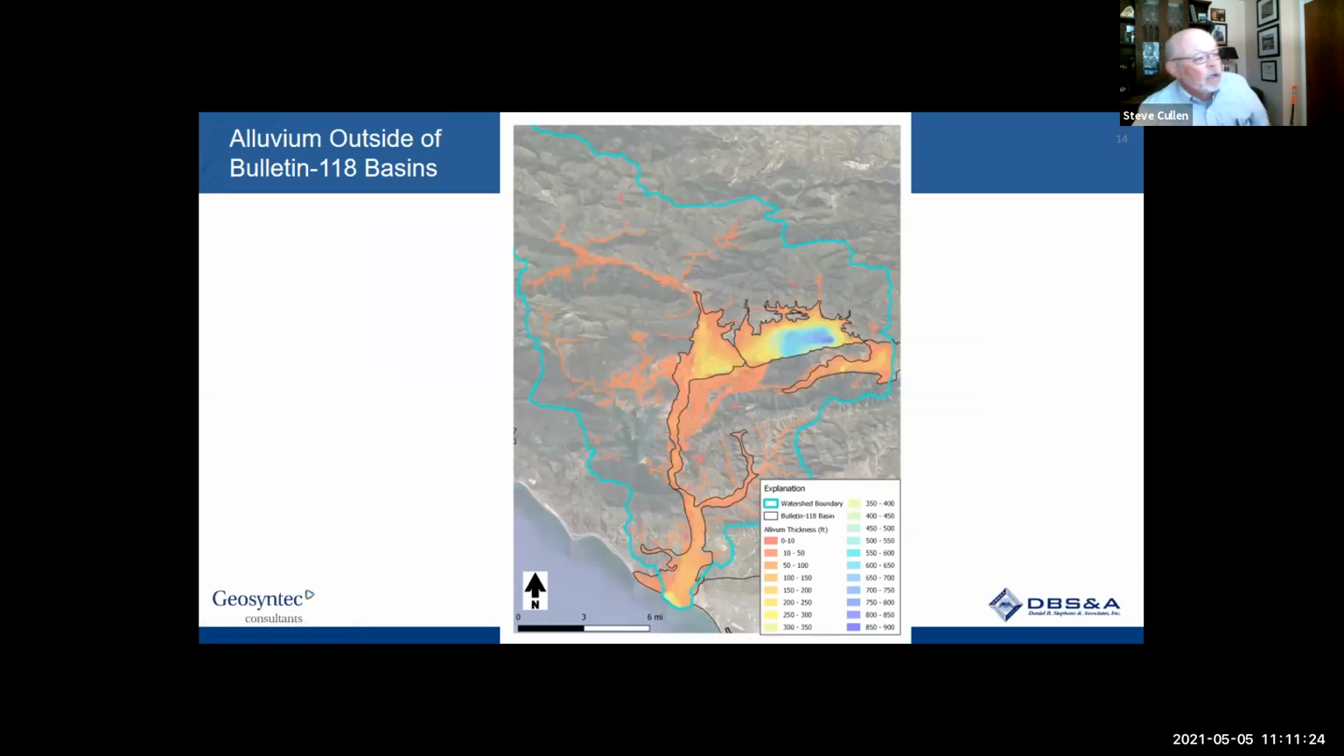And lastly, this map shows the basin boundaries and the areas of the thinner alluvium that are not included within the basin boundaries that were observed in our data throughout the basin. And these are these orange colored areas that are shown outside the basin areas. I don't know if you see my pointer on the map here, but up in these regions right here. Those were included and addressed in the model.